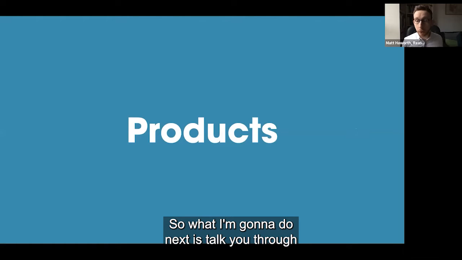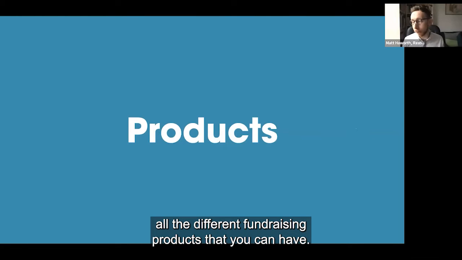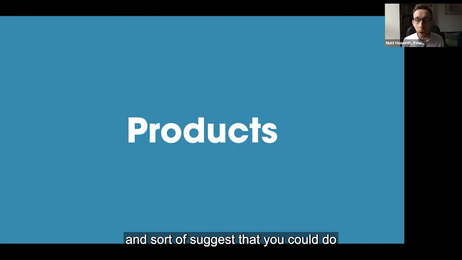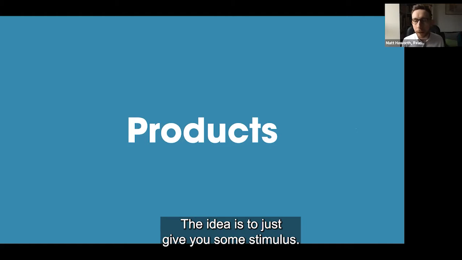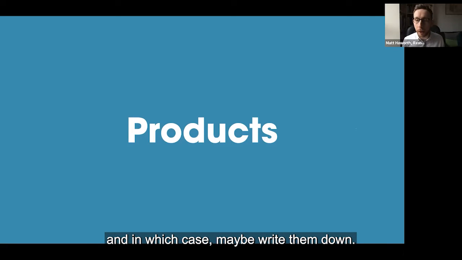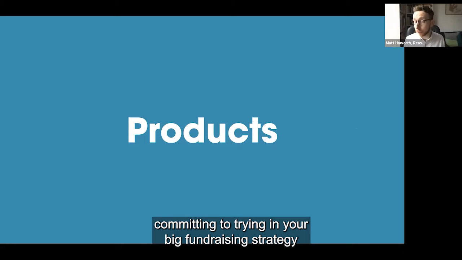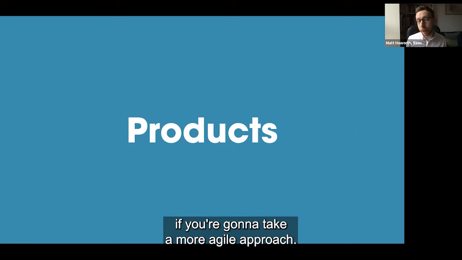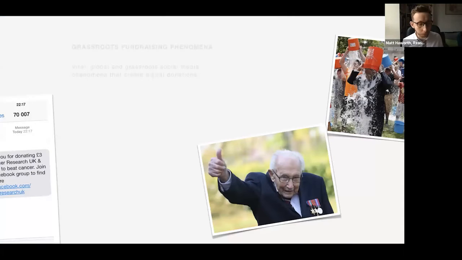So what I'm going to do next is talk you through all the different fundraising products that you can have. It's a pretty comprehensive list. The idea of this is not to overwhelm you and suggest that you could do all 25 of these things. The idea is to just give you some stimulus. So let this wash over you, and some of these things might stick out, in which case maybe write them down. These might be things to think about committing to trying in your big fundraising strategy, or committing to have a bit of an experiment with if you're going to take a more agile approach.